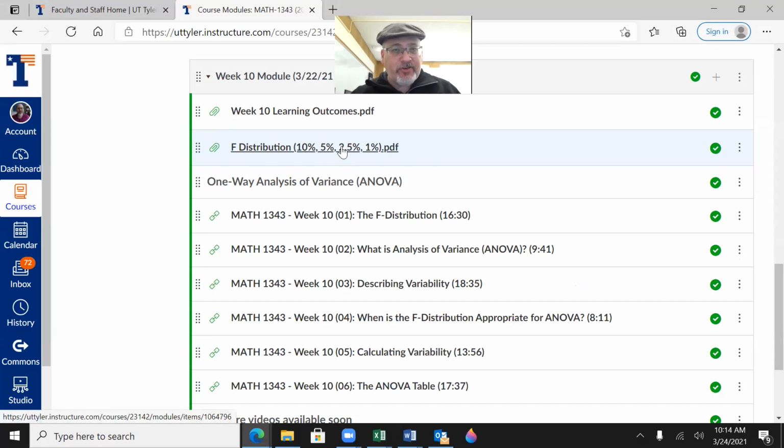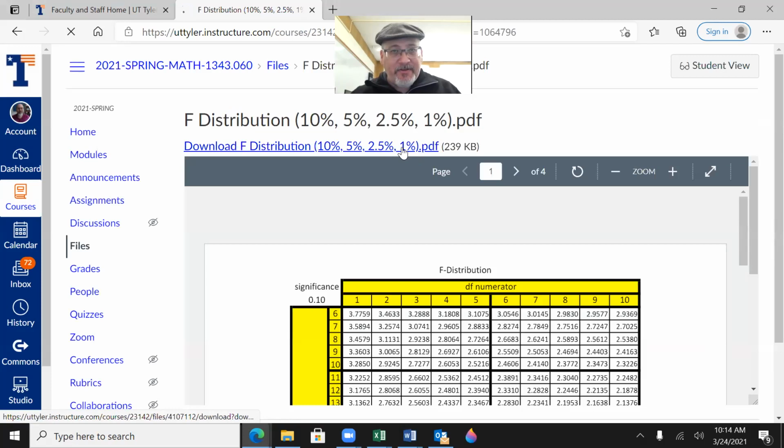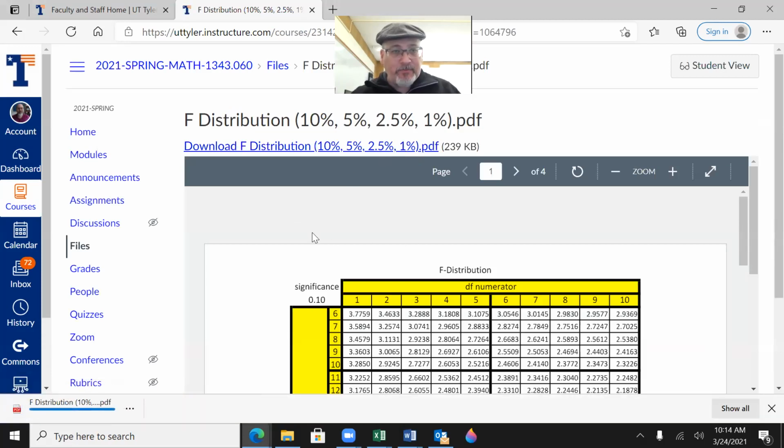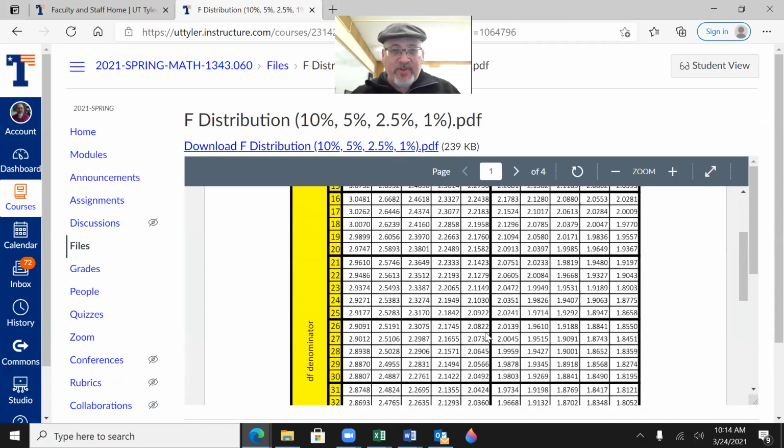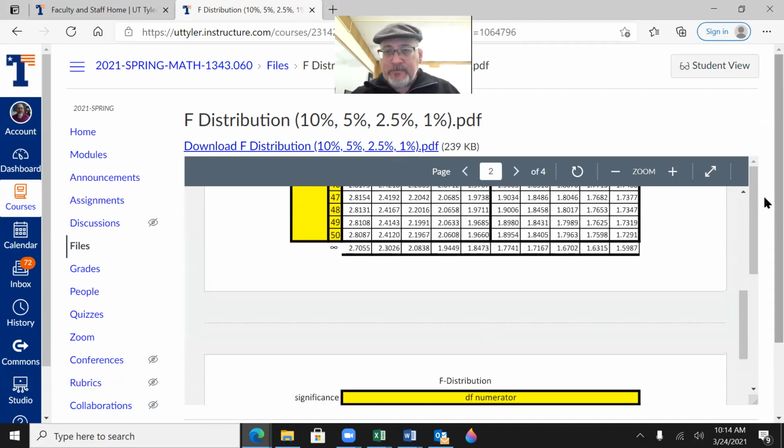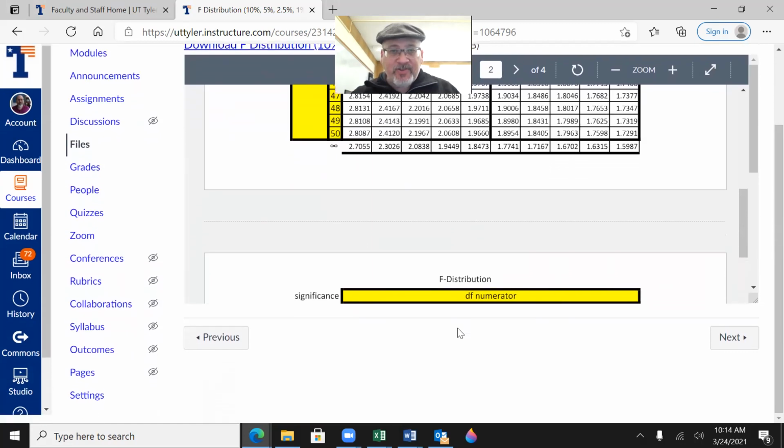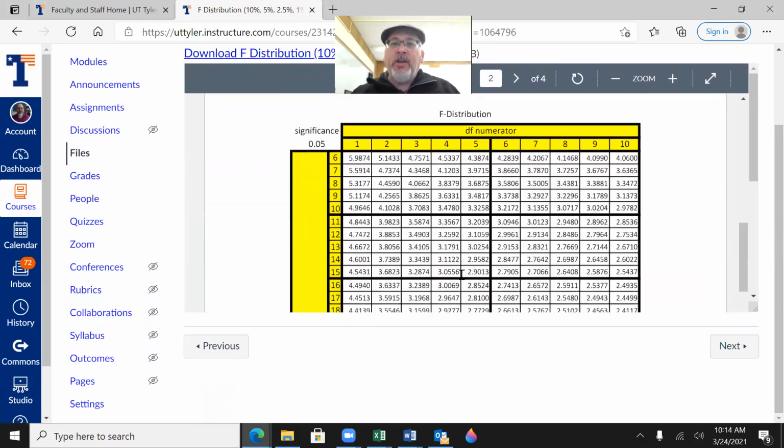Similar to the T distribution, I added an infinity row. Add it inside of Canvas. 10% significance level is not what we want. We do want the 5% significance level, which is the second page.